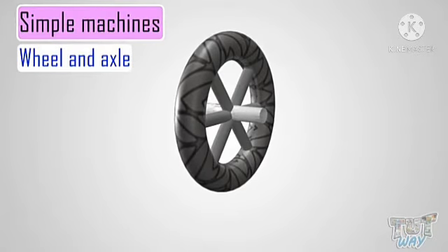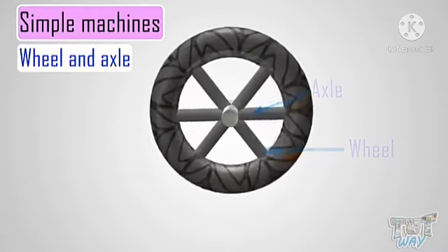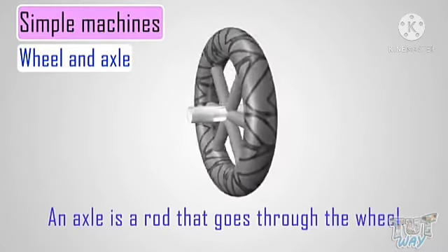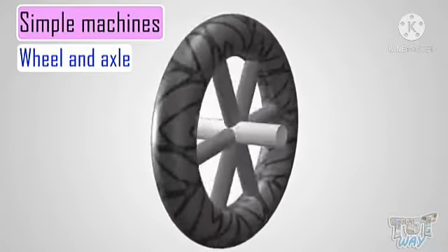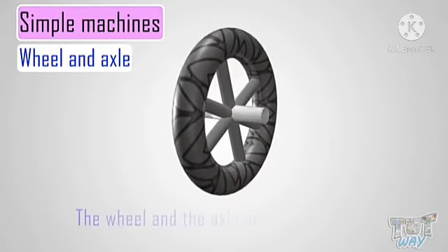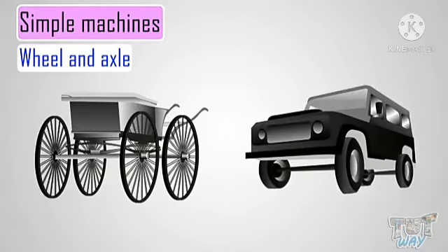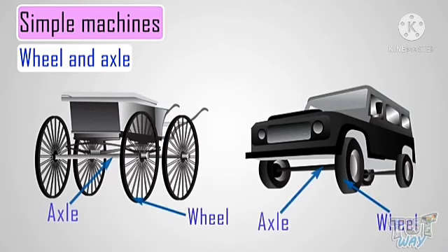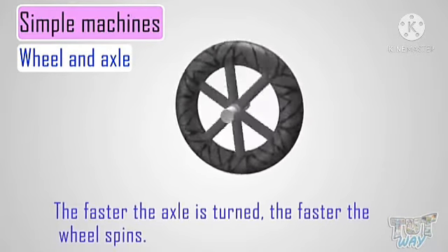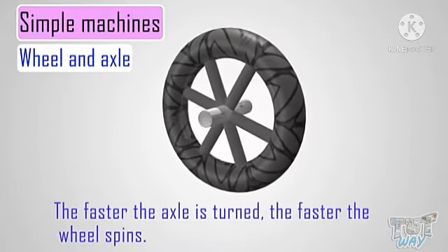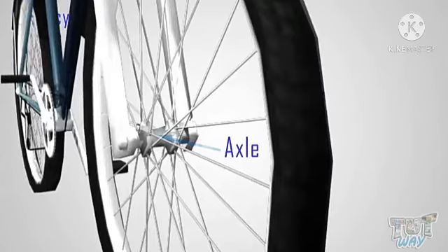Next is a wheel and axle. You see, this is the wheel and this is the axle. Remember, the axle is a rod that goes through the wheel. The wheel and the axle are used for making movable things like your car and your cart. You see the wheel and the axle. The faster the axle turns, the faster the wheel. So a bicycle also has a wheel and an axle.